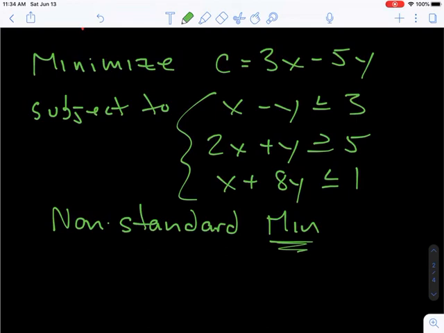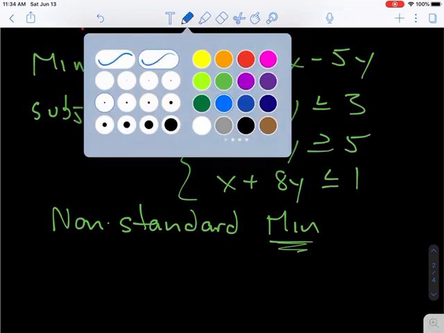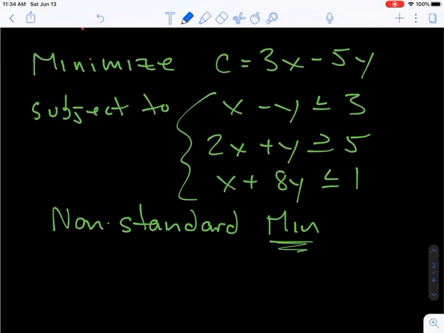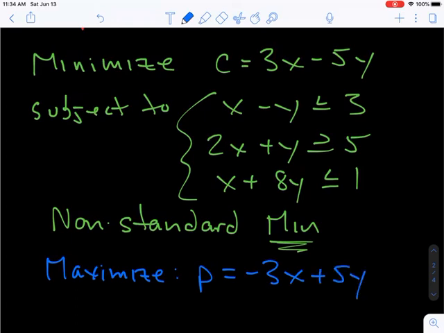Now, to solve a non-standard minimization problem, all we have to do differently is change the minimization objective function to a maximization objective function. And so instead of minimizing C equals 3x minus 5y, we're going to maximize P equals, and we change the signs on the left-hand side, negative 3x plus 5y. Everything else stays exactly the same.